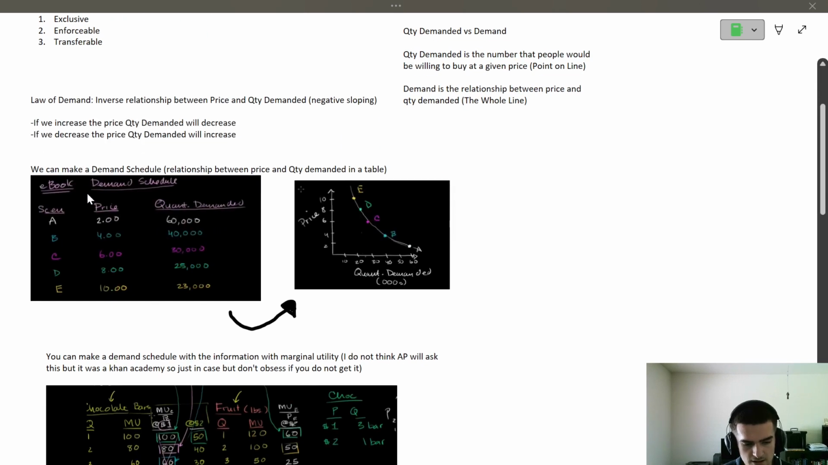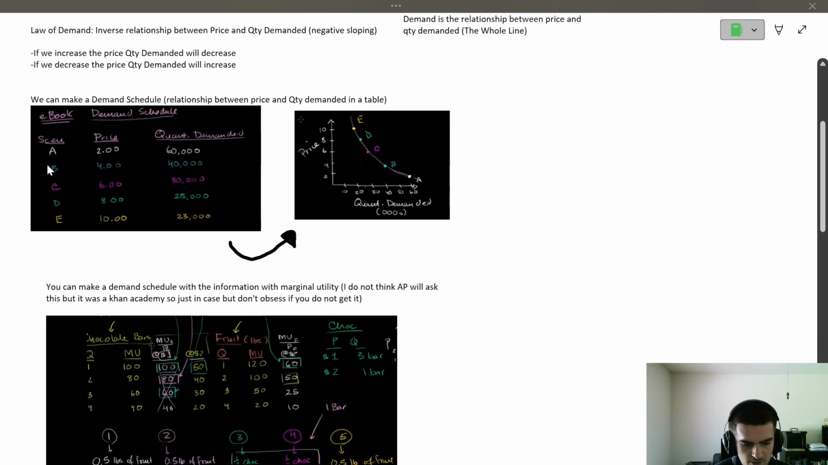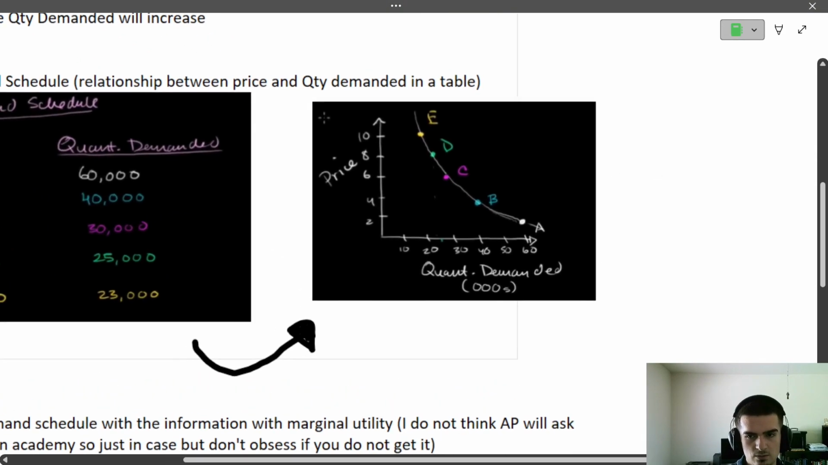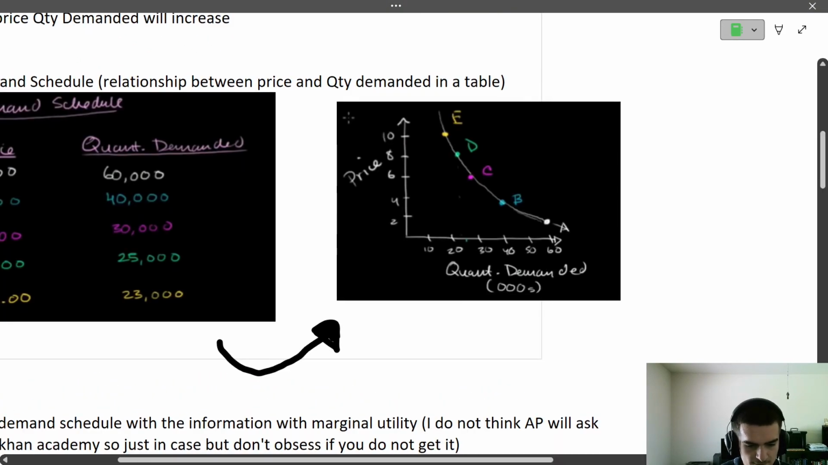So we can make a demand schedule, which is just a relationship between price and quantity demanded in a table. So if we have scenario A where the price is $2, quantity demanded may be 60,000. Scenario B, $4, 40,000, $6, 30,000, $8, 25,000, $10, 23,000. And when we look at the graph, you can see it here.